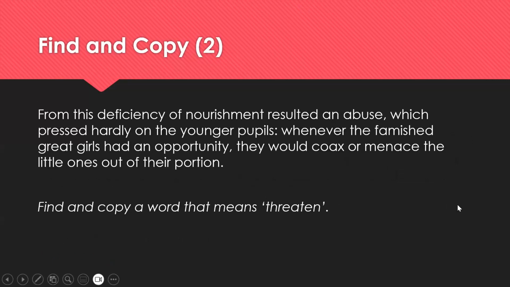Threaten. Find and copy a word that means threaten. Now start off by thinking, okay, what type of word is that? What part of speech is it? And you need a word that refers to the exact same type. Okay, I noticed a couple of people said abuse. Abuse in this case would be a noun, an abuse. So not quite, you're looking for a verb meaning threaten. And a lot of you have got it correct. Menace, yes. Now, some of you have also said coax, but menace is better.